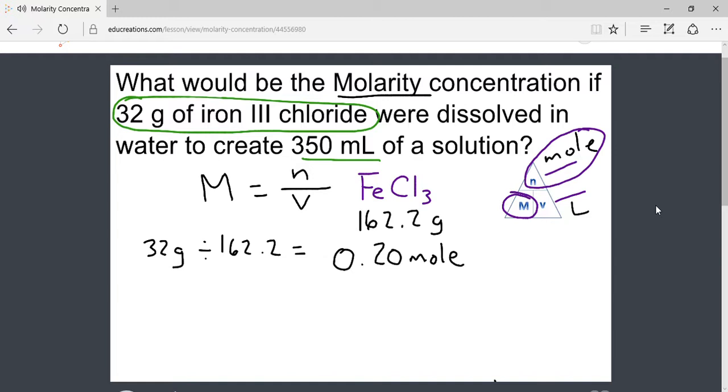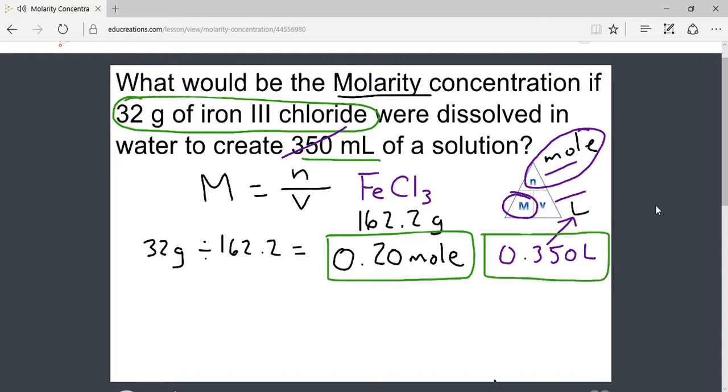Now we must read through the problem to find the volume. It describes 350 milliliters of solution, but you can notice we must use a liter amount and not a milliliter amount. If we recall that 1,000 milliliters is the same as 1 liter, we can simply move the decimal position 3 places and convert milliliters back to liters. This creates a total number of liters of 0.350 liters.